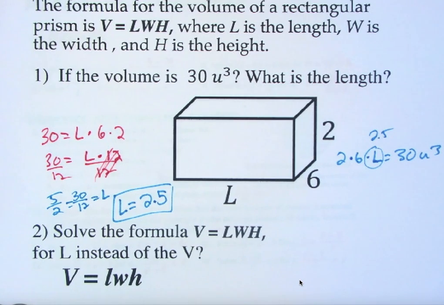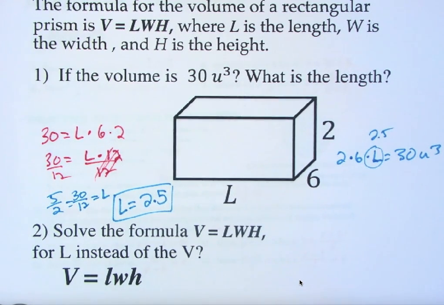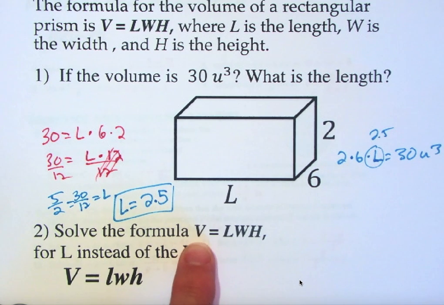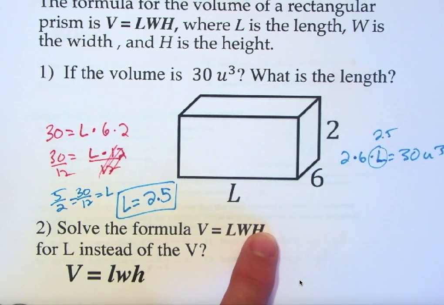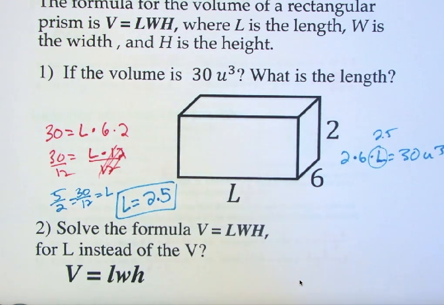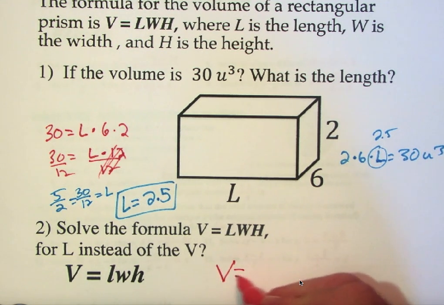This is very similar to the one we saw 2 days ago. So right now, the volume formula is V equals L times W times H. Can you solve it for L instead of for V? So how are we going to get L by itself? And I would invite someone up to come and see it.